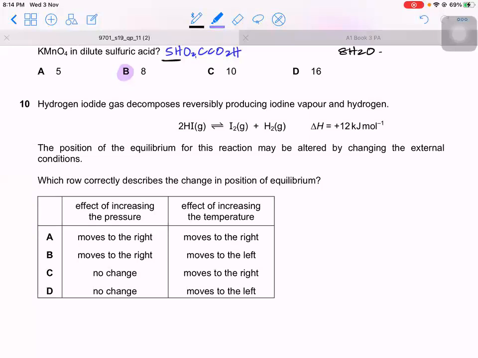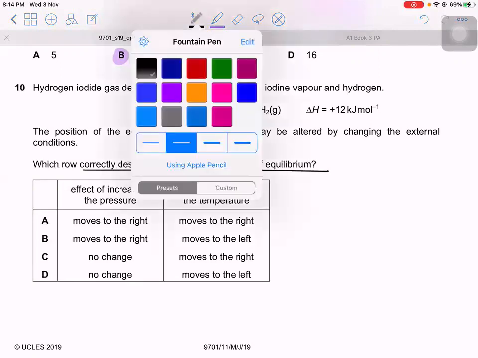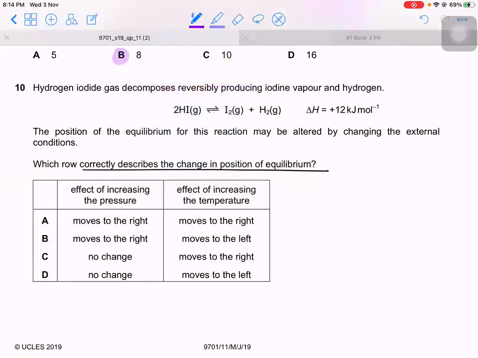Hydrogen iodide gas decomposes reversibly, producing iodine vapor and hydrogen. The equilibrium reaction right here is shown. Delta H is given to you. Which row correctly describes the change in position of equilibrium? Increasing pressure. If you increase pressure, the system tries to decrease it. It will favor the side with fewer moles of gas. But you see in here, you have equal moles of gas on both sides. So when you change pressure, there will be no change. Therefore, the answer can't be A or B.